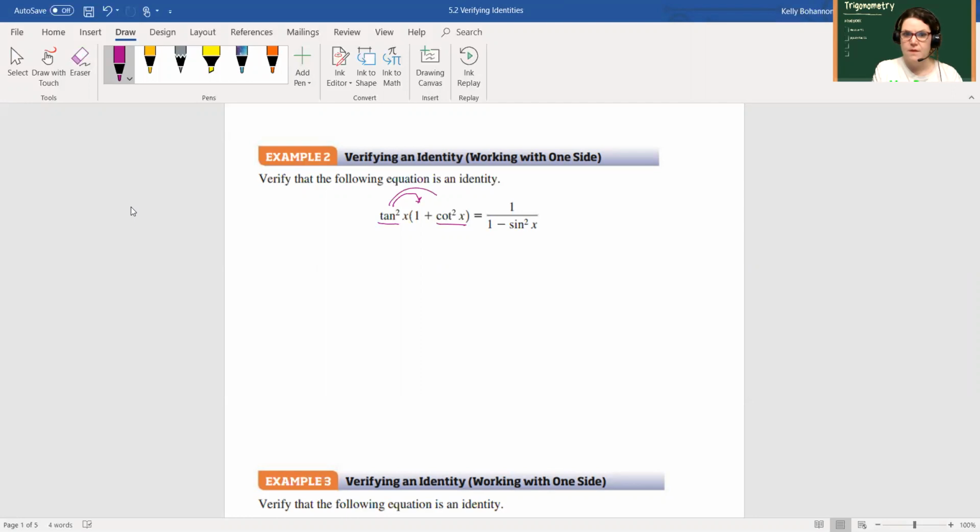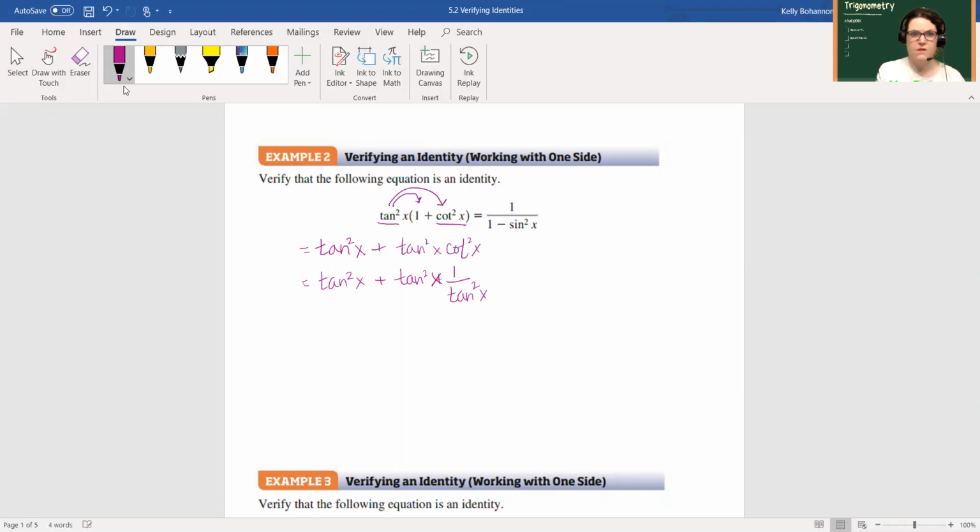In this case, I'm going to distribute just like we did before, because remember it says if there's anything algebraically that can be done, go ahead and do it. So I've got tangent squared x times 1 is just tangent squared x, plus tangent squared x cotangent squared x. Now, I'm going to leave this one as tangent squared x for just a minute, and I'm going to rewrite cotangent squared x as 1 over tangent squared x using my reciprocal identities. So that was my first step.